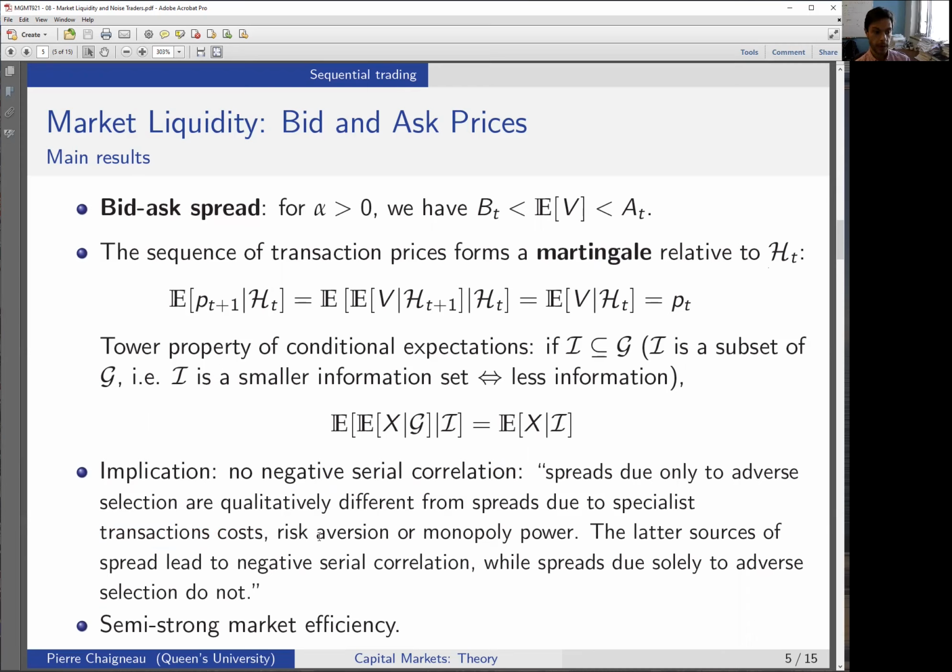One last point is that in this model, market prices will be semi-strong efficient, in the sense that they will reflect all publicly available information.